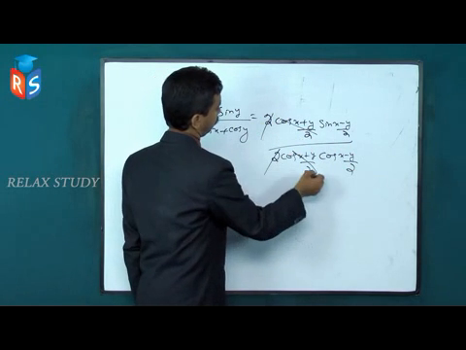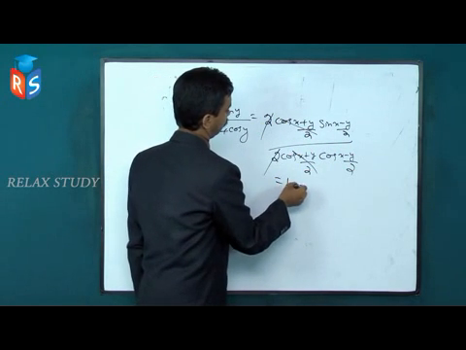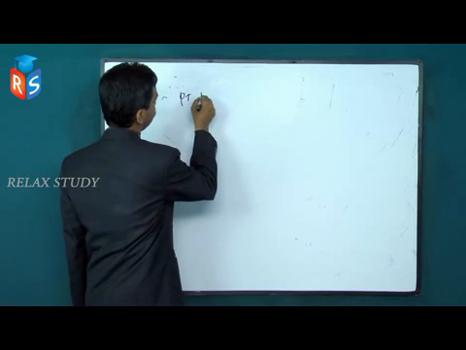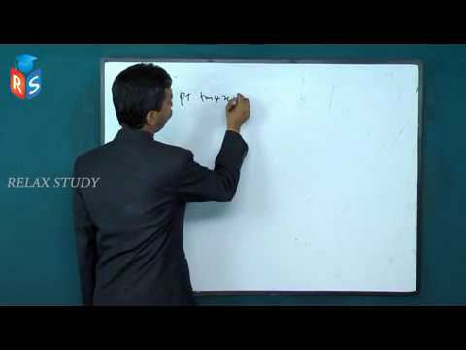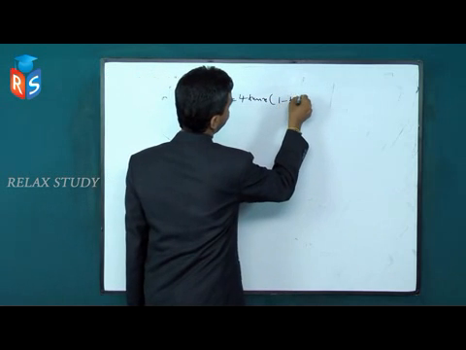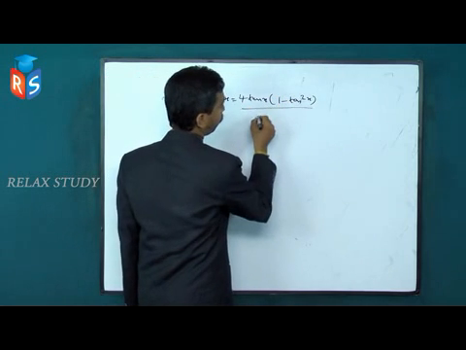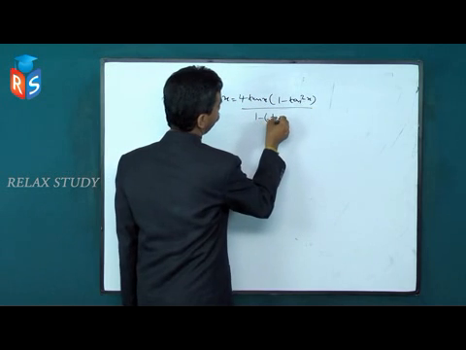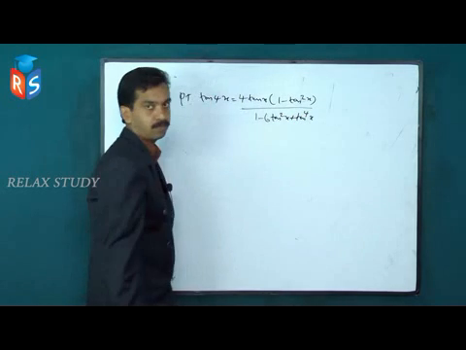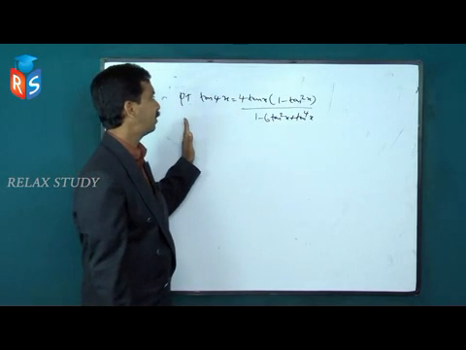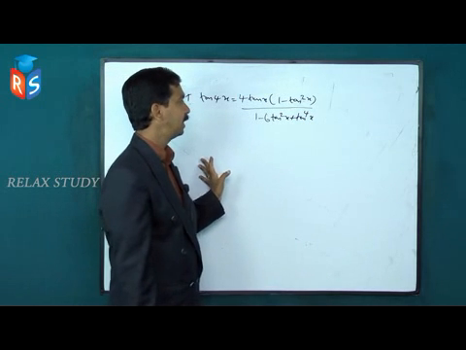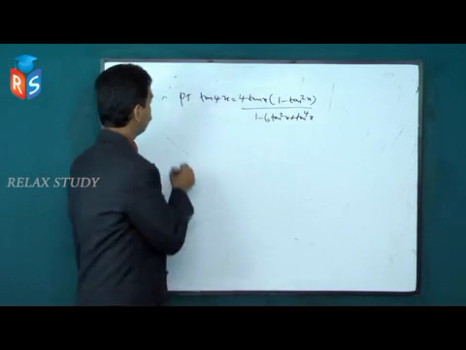Cancelling this, we get tan (x minus y) by 2. Next one, prove that tan 4x equals 4 tan x into (1 minus tan square x) all divided by (1 minus 6 tan square x plus tan raised to 4x). We have to prove that tan 4x equals 4 tan x into (1 minus tan square x) by (1 minus 6 tan square x plus tan raised to 4x).